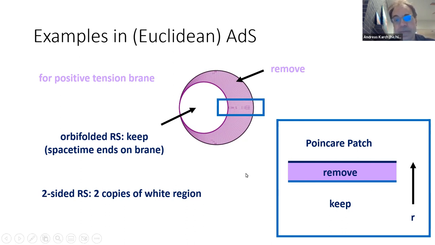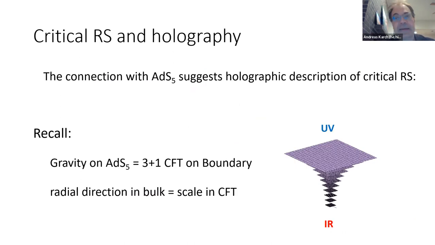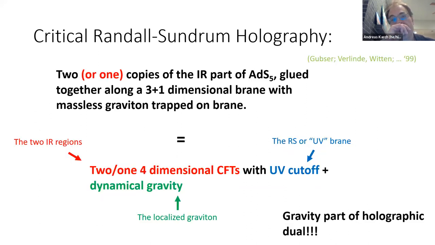These Randall-Sundrum branes, because they're embedded in AdS, come with a natural holographic interpretation. This inverts what the picture said before. Remember, holography says that gravity on AdS should have some holographic description in terms of some CFT. The CFT lives on the boundary, and the way the fifth dimension is encoded is in some energy scale. What's near the boundary is the UV, what's deep inside the bulk is the IR of the picture. So holographically, you would look at this picture and say, what I did is take two copies of the infrared part of AdS. If I orbifold, which I'll mostly do in this talk, I just get one copy of the infrared part of AdS, and then it ends on the 3+1 dimensional brane with a massless graviton trapped on the brane.